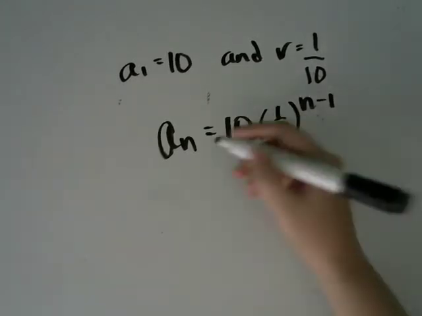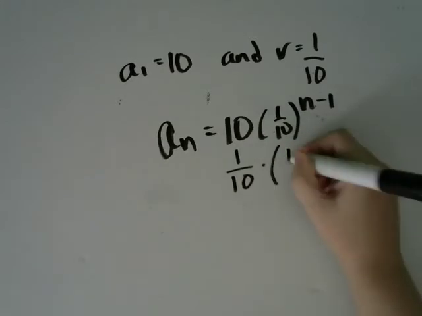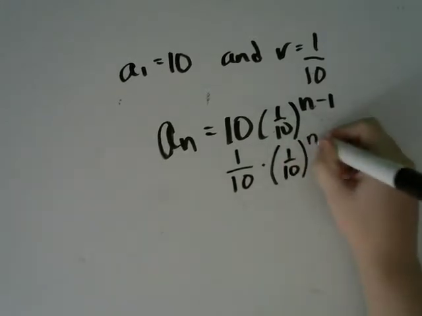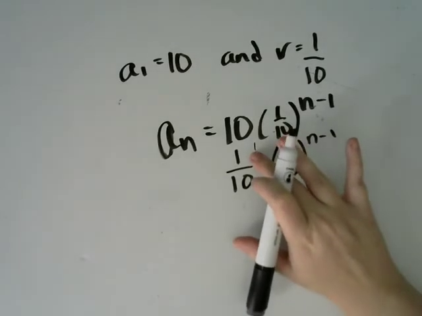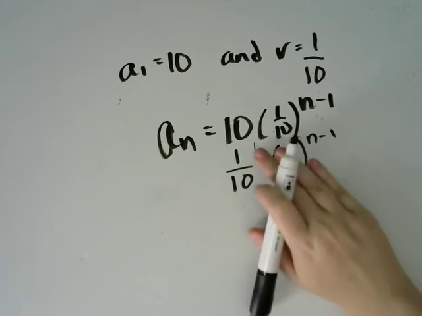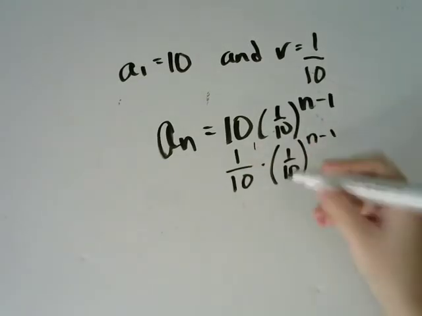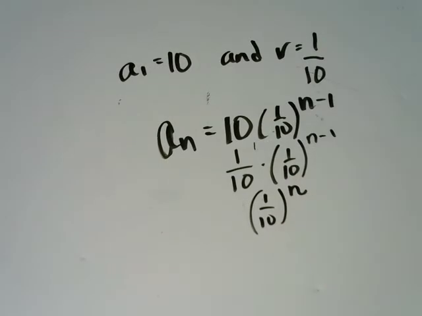For example, 10 can be rewritten as 1/10 times 1/10 to the n minus 1. If you apply the product rule, this has an exponent of 1, and this has an exponent of n minus 1. The product rule says that if the bases are the same, you add the exponents. If we add 1 and n minus 1, we get 1/10 to the n power. So this is another version of the explicit formula for this sequence.